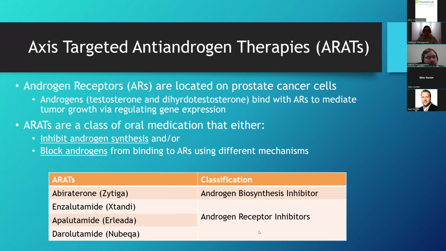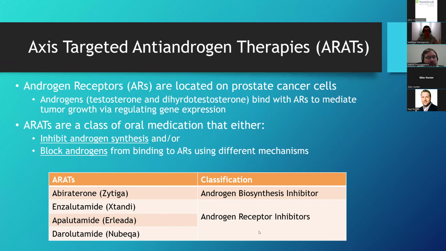Androgen receptors are located on prostate cancer cells. Androgens, so testosterone and dihydrotestosterone, bind with these androgen receptors to mediate tumor growth via regulating gene expression. ARATs are a class of oral medication that either inhibit androgen synthesis or block androgen from binding to the receptors using different mechanisms. So you can see the two classes there.